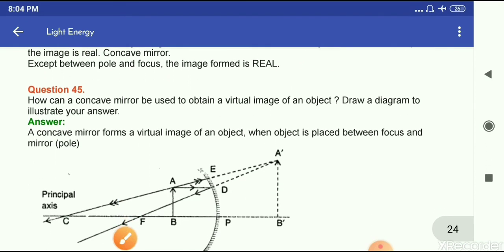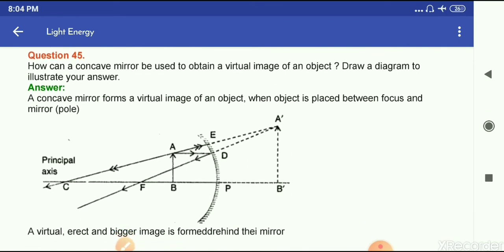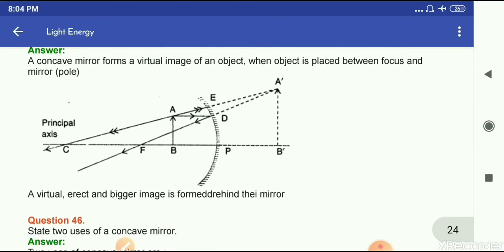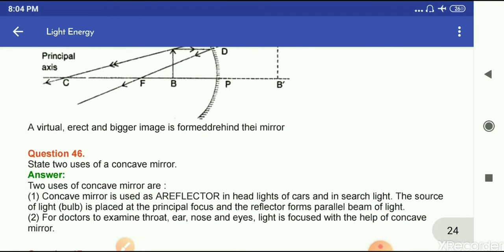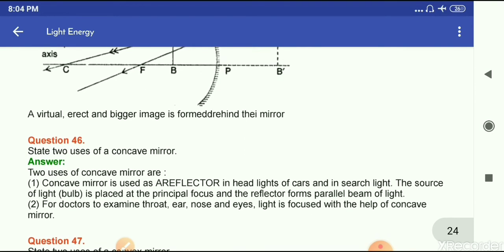Now question 45. How can a concave mirror be used to obtain a virtual image of an object? Draw a diagram to illustrate your answer. So this is a diagram. A virtual, erect, and bigger image is formed behind the mirror.